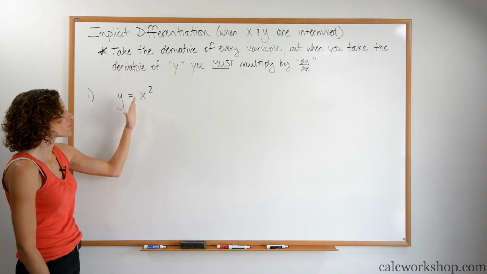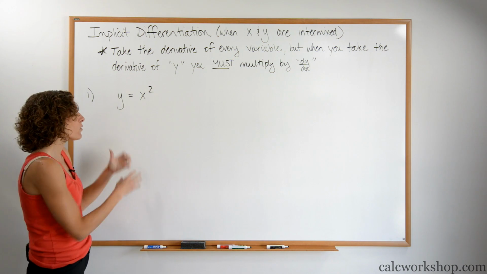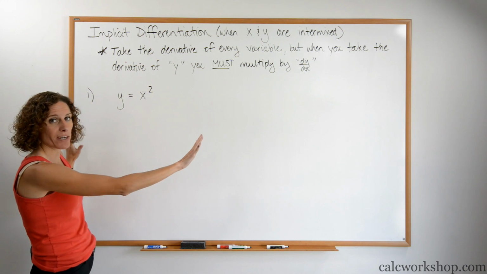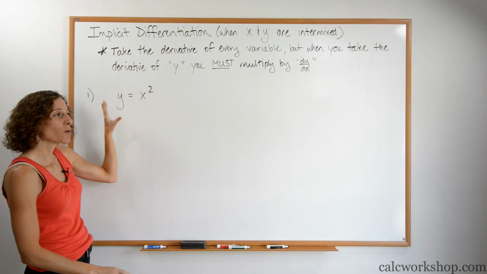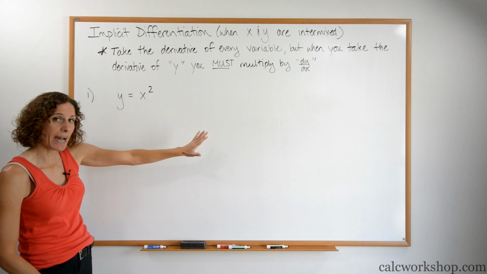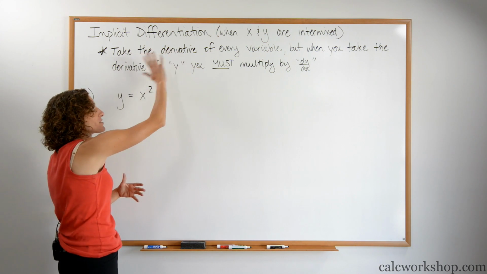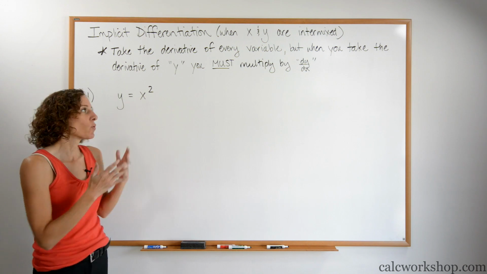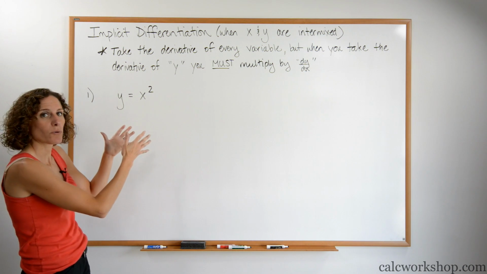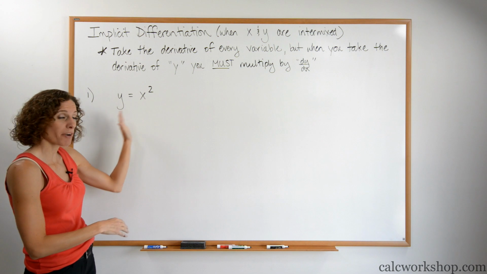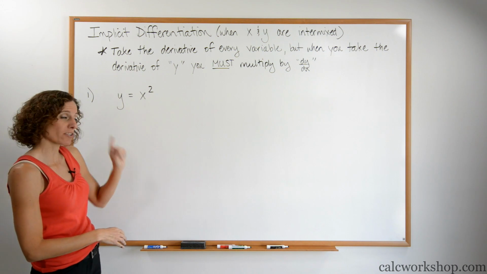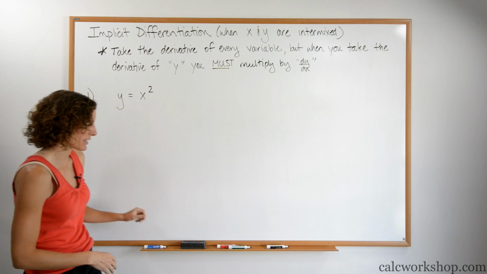We have y equals x squared. Right now, y and x are separated from each other, and we have a function of y with respect to x, like we've always seen. But we're going to use our technique about implicit differentiation. We're going to take the derivative of every variable we see, but when we take the derivative of y, we're going to multiply by dy dx.